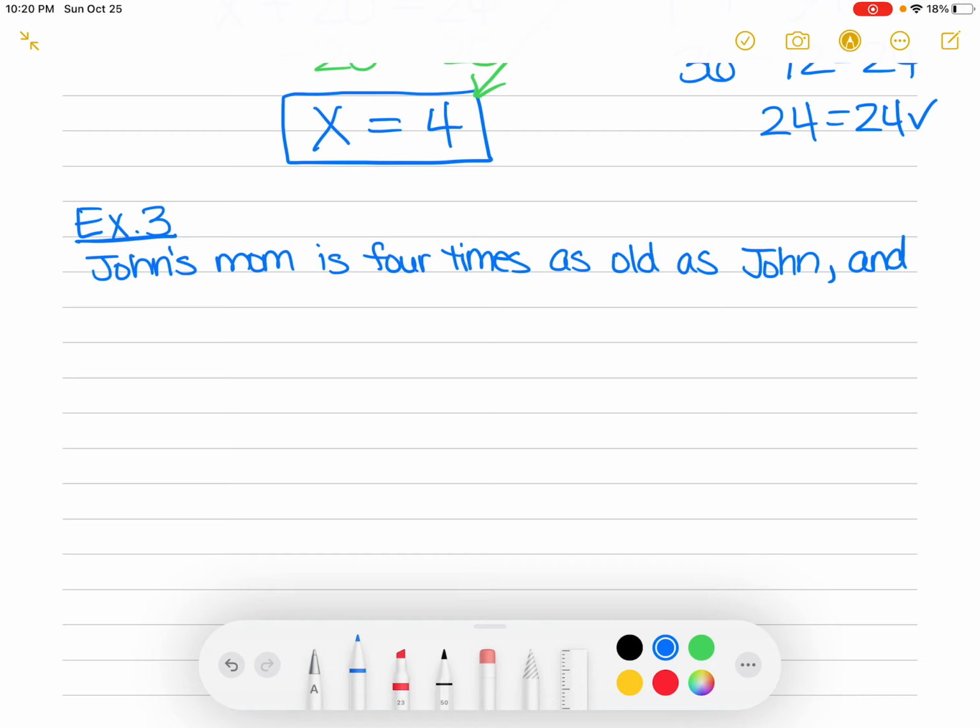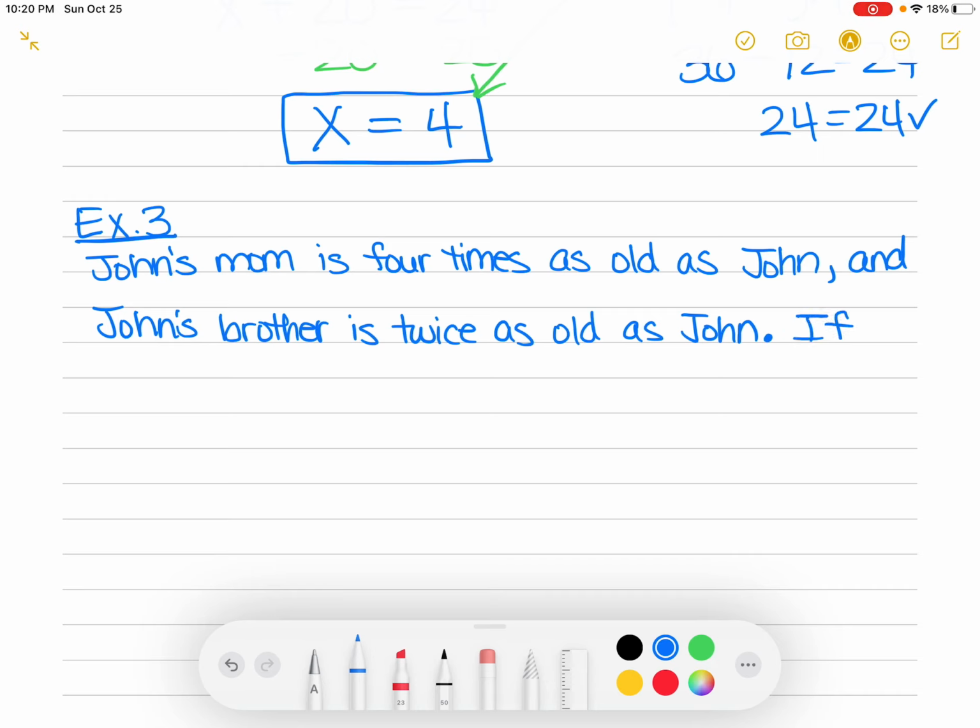And John's brother is twice as old as John. So let's say John is 2 years old. His brother would be 4 years old, right? He's twice as old as him. Okay, so now we know his mom is 4 times as old and his brother is twice as old, or 2 times as old. That's what twice means.